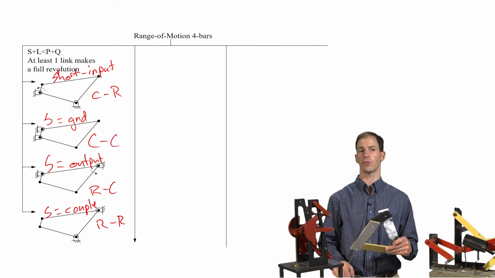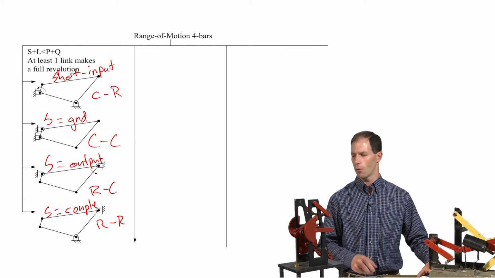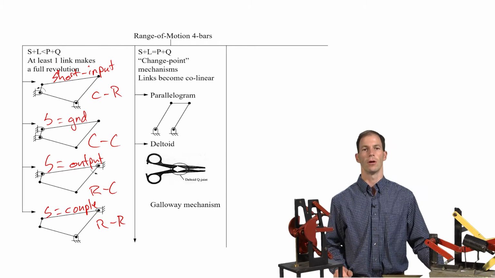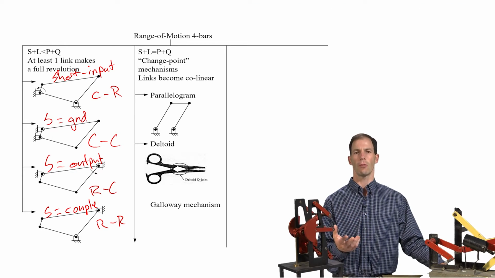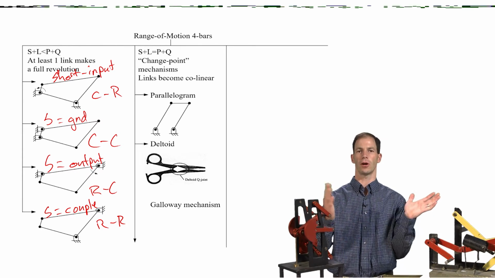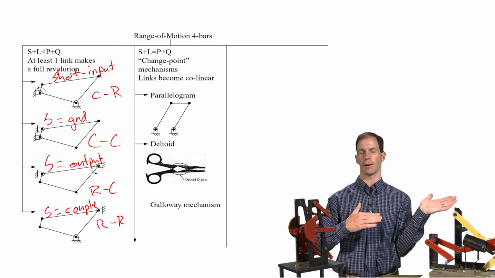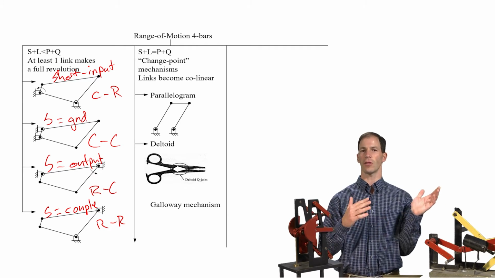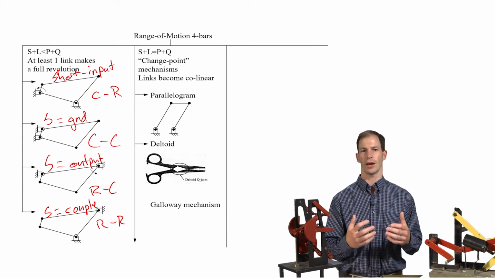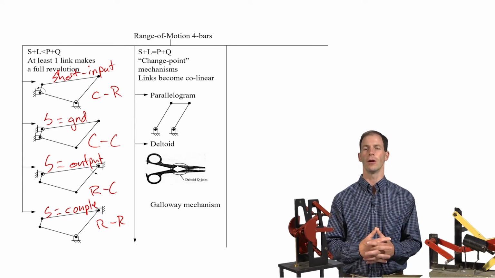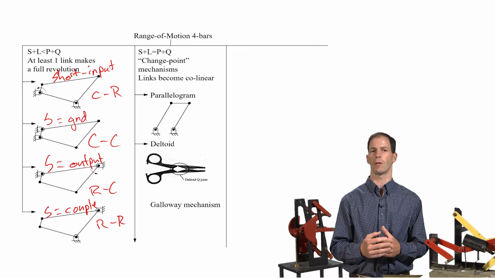All right, so that's when S plus L is less than P plus Q. What happens when they are equal? Well, we call these change point mechanisms. And this would be a parallelogram mechanism or something like a deltoid. But what happens is that all the links at some point become collinear. They're all in a line. And as you come out of that condition, it's unpredictable because you can branch in two different directions and its motion is really unknown. But you have some very interesting behavior from parallelograms.